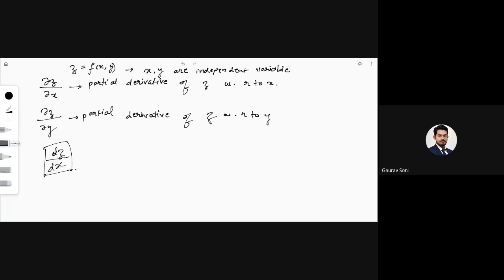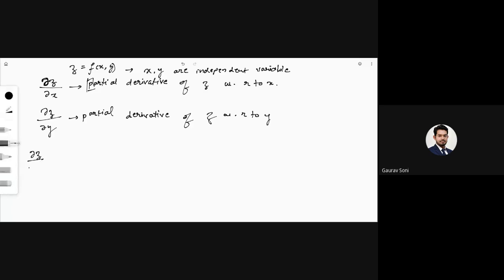It means y is a function of x as well. That is correct. So whenever you are taking the partial derivative, you have to use the notation dabba. Whenever you are taking the complete derivative, like the previous answer, 2x plus 2y dy by dx, that was the total derivative. So wherever you are taking the total derivative, use d. Wherever you are taking partial, you have to use dabba. Fine.